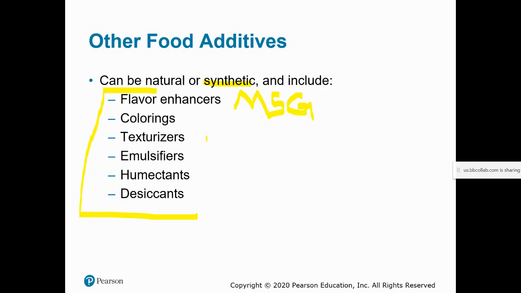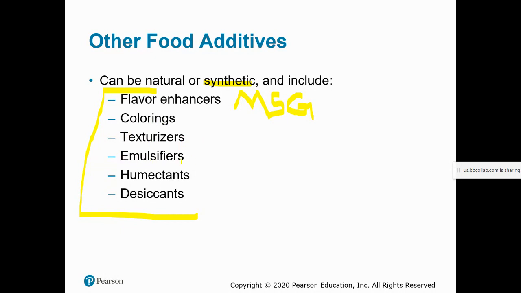We add some things to our food to enhance the texture. We talked briefly in the lipids lecture about how when fat gets removed from a food, the texture of the food changes. So a lot of times different types of fibers might be added into the food to help replace that thickness that fat often provides.